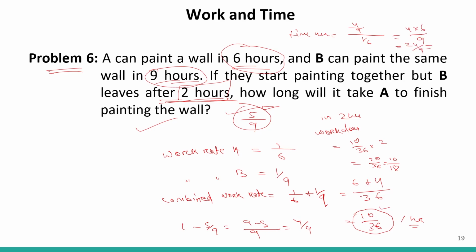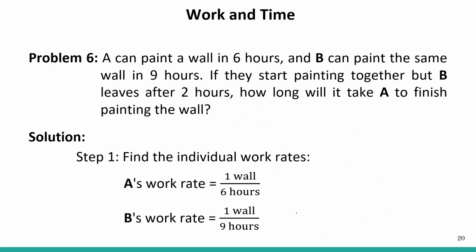So 4 into 6 by 9, 24 by 9 is equal to what? This is 3 and this is 8. So 8 by 3 hours. This is how much it will take for A to finish the remaining part, that is 4 by 9th of that wall to paint.